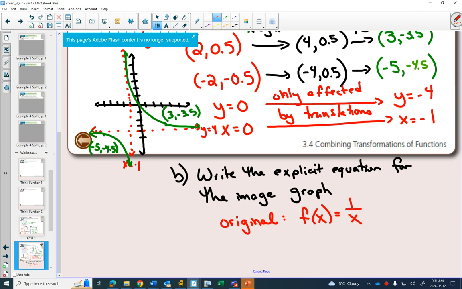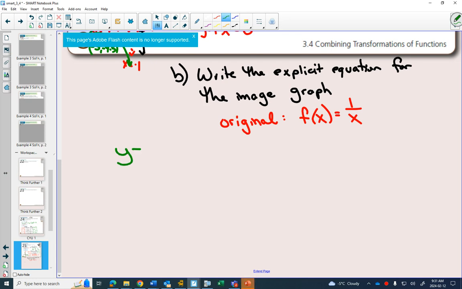Did you recognize the original graph there was one, from our blue sheet, the 1 over x graph? Okay? So now we want to write the explicit equation for the green one. Now, when the green one was written to us originally, it had f of 1/2 x plus 1 minus 4. This was not an explicit equation because it has the function f.